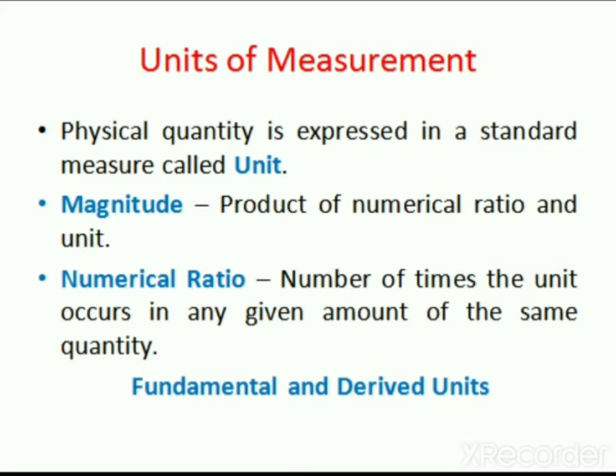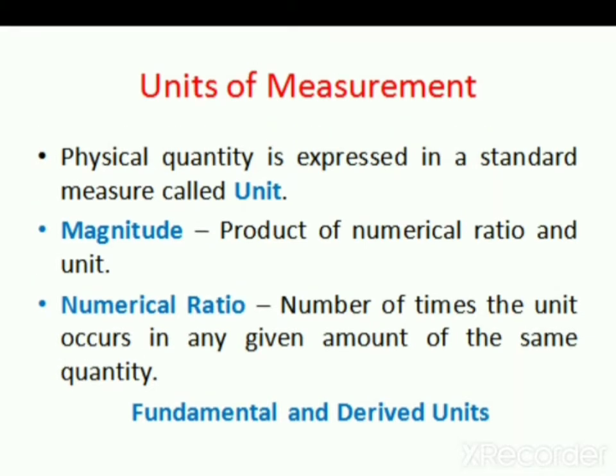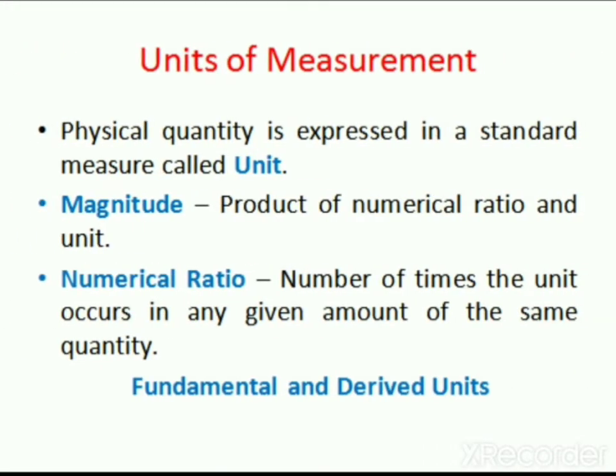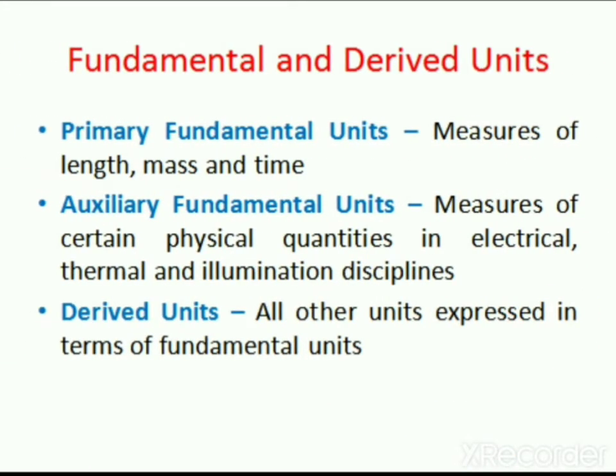Two kinds of units are used to measure a physical quantity, which are known as fundamental and derived units. So we will see the fundamental and derived units. The measures of length, mass, and time are the fundamental units in mechanics and also fundamental to most other physical quantities. So they are called primary fundamental units.